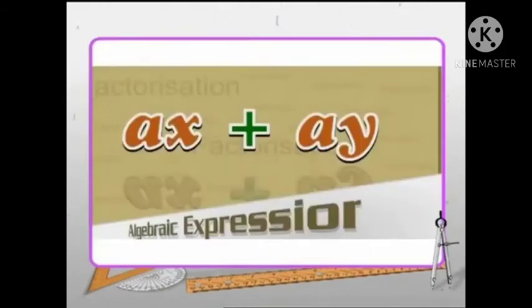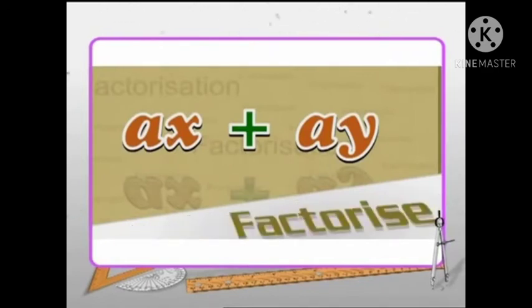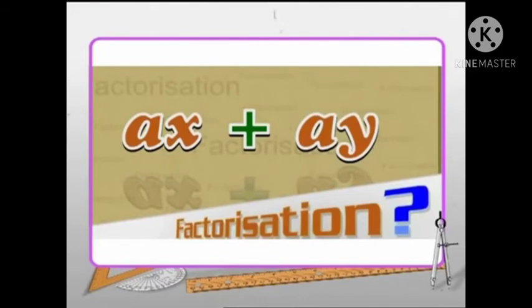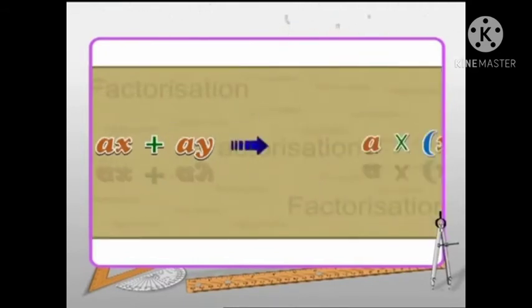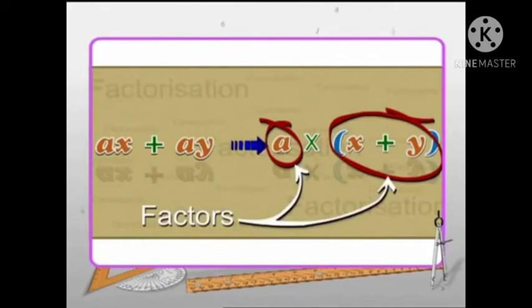You have studied algebraic expressions and arithmetic operations on them. Now let's learn one more operation, factorization of algebraic expressions. Now, what is factorization? Well, the process of writing an algebraic expression as product of two or more other algebraic expressions which are called factors of the first algebraic expression is called factorization.